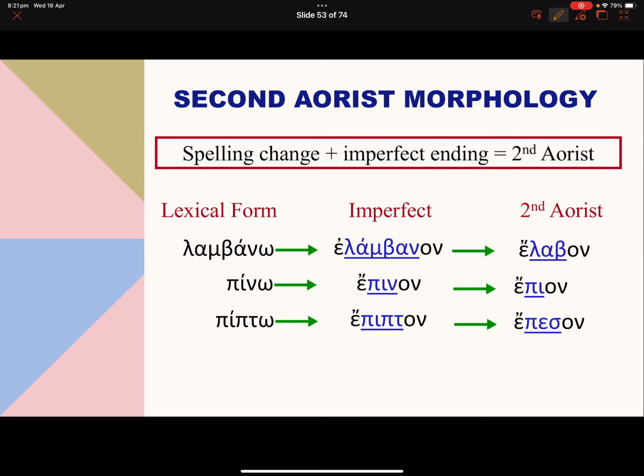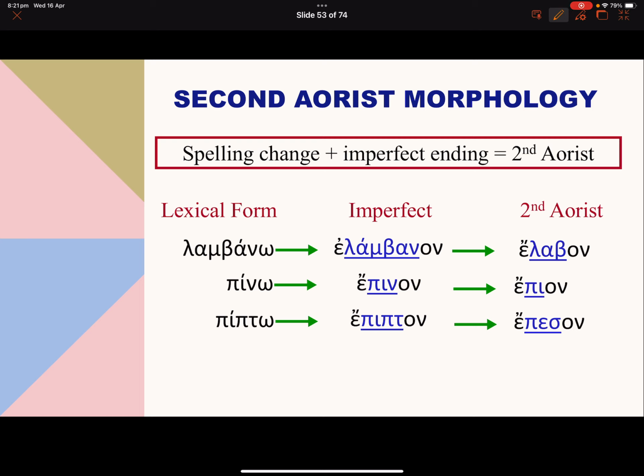Okay, so the first example there, lambano. When it goes to the imperfect, it becomes lambanon, and in the aorist, it's labon. I received, or I took.